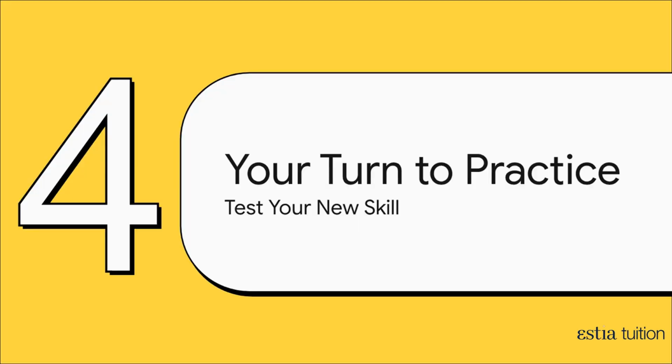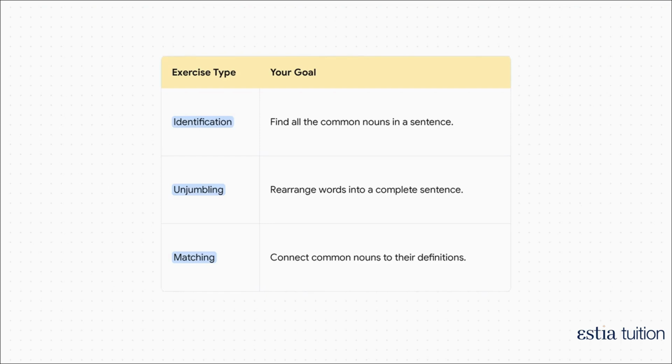All right, so you've learned the rule, and now you have the trick. The final step is to actually put all that knowledge into practice. There are a few great ways to really make this new skill stick. You can test yourself in three ways. First, just try to identify them. Find all the common nouns in a few sentences. Second, try unjumbling words to form a sentence, which really forces you to think about the noun's role. And third, try matching common nouns to their definitions. Think of it like a full workout for your new grammar muscles.